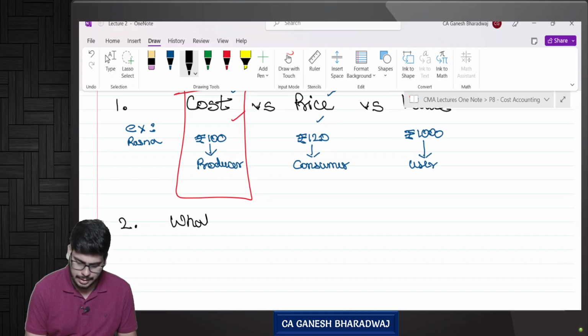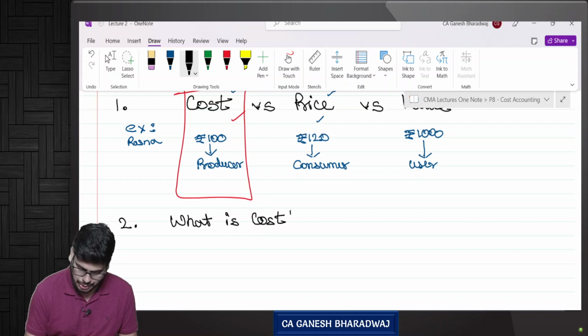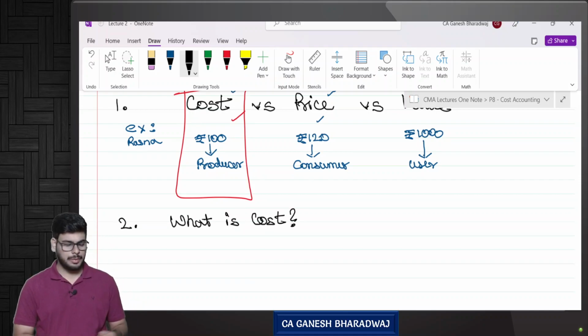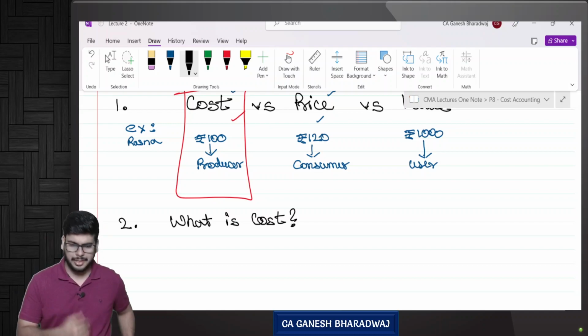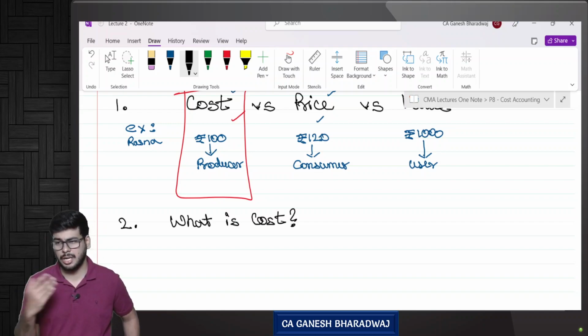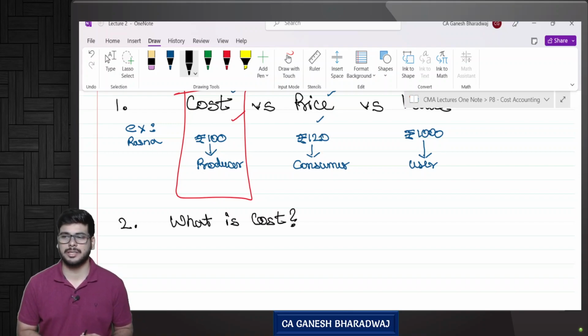What is cost? Now you might be having this question, what is cost? Yes, this subject is called cost accounting. So what do you mean by cost? First you should know that, right? Now in layman's words, we all think that cost means an expense. If I spend 100 rupees, that is a cost for me. No, no, cost is not as simple as an expense.